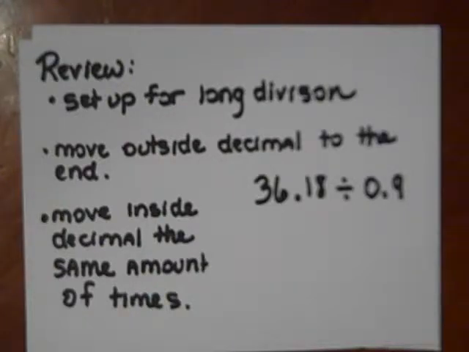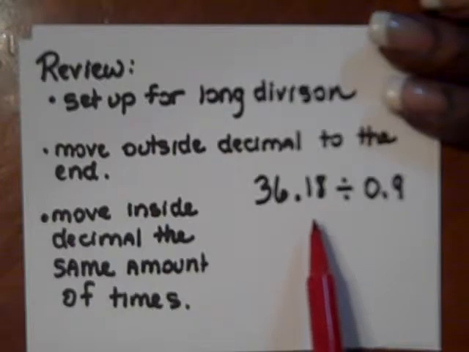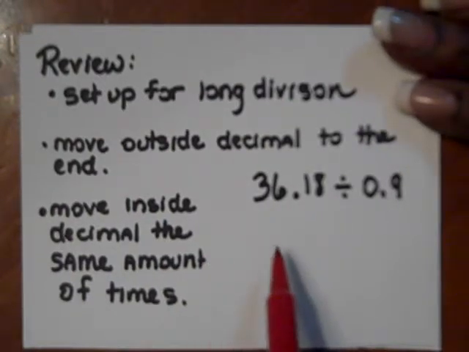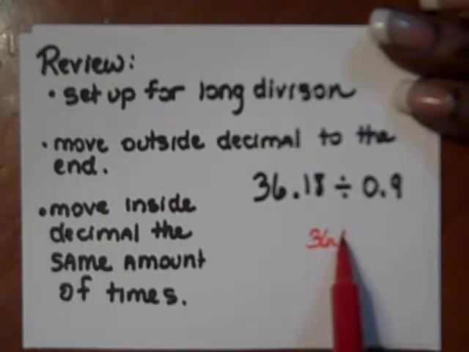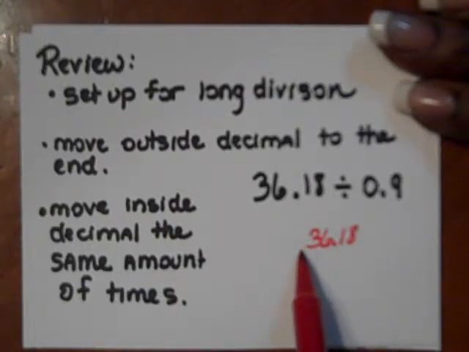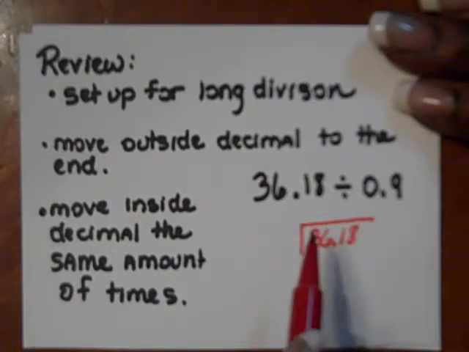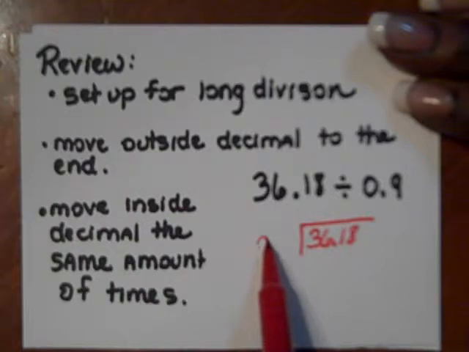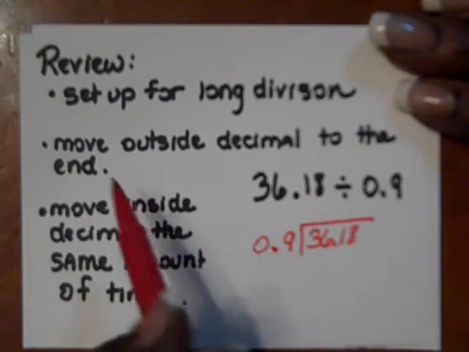First, hopefully you remember from last year how to set up the problem for long division. That would be the first thing you need to do. So in this example, 36.18 divided by 0.9, I will put 36.18 under the house, you may have heard, or under the bridge, divided by, on the outside, 9/10 or 0.9. So hopefully remember that from last year.